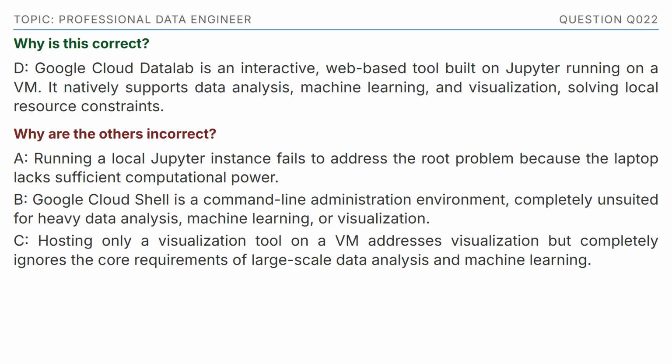Why are the others incorrect? A. Running a local Jupyter instance fails to address the root problem because the laptop lacks sufficient computational power. B. Google Cloud Shell is a command-line administration environment, completely unsuited for heavy data analysis, machine learning, or visualization. C. Hosting only a visualization tool on a VM addresses visualization but completely ignores the core requirements of large-scale data analysis and machine learning.